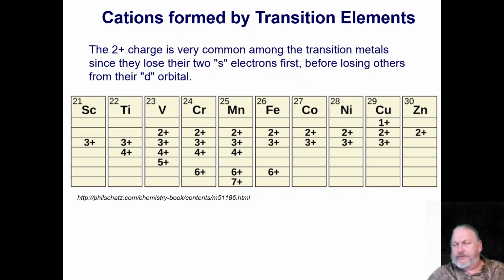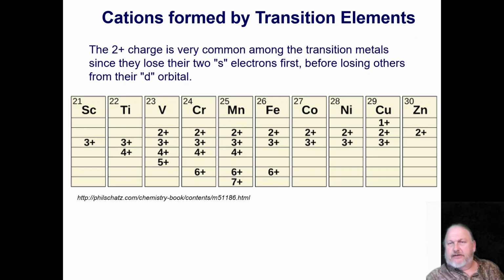So, and I'll put this sheet in your notebooks. I know, I promise, but I'll get it in there by next week. But this is a chart of some common cations for some of the transition metals.